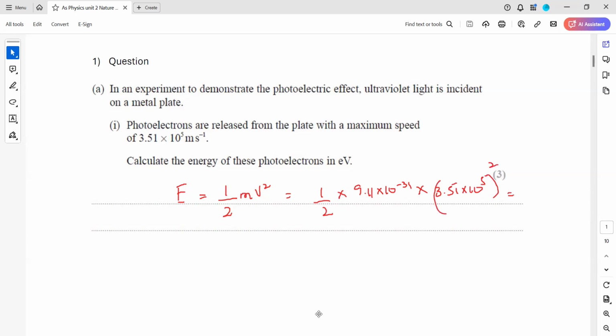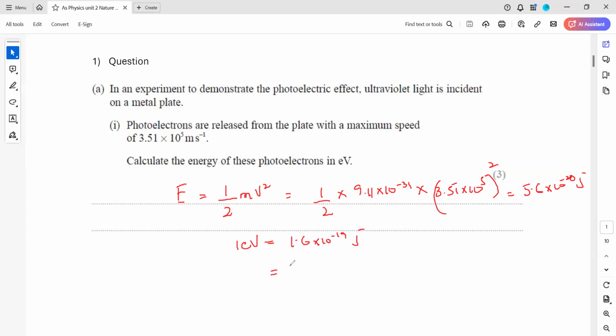When we use this formula, the unit of energy will be joules. So when we simplify this, we get 5.6 × 10^-20 joules. How do we convert this into electron volts? We have 1 electron volt equals 1.6 × 10^-19 joules.